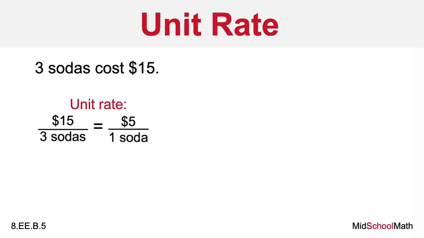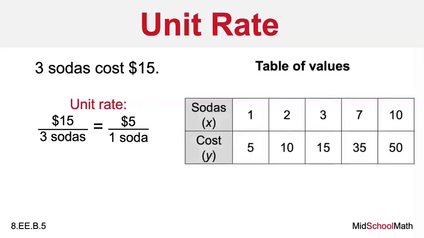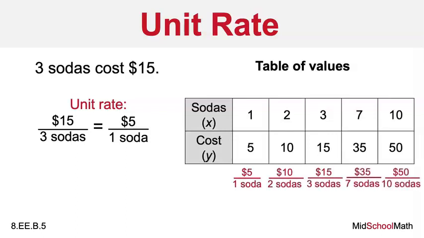Proportional relationships can also be shown in a table of values. We can find the unit rate by calculating the constant ratio for each pair of entries. Each ratio simplifies to the unit rate, $5 per soda.